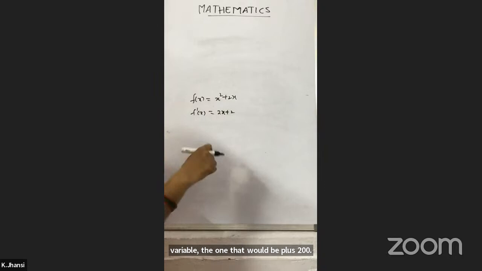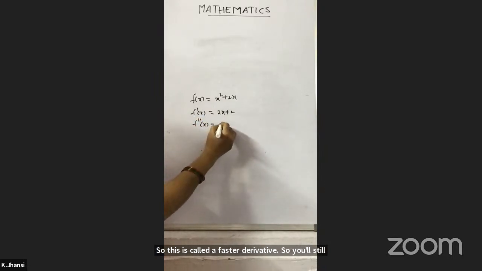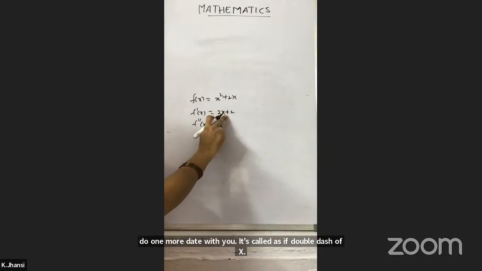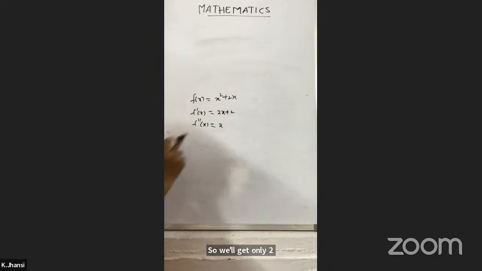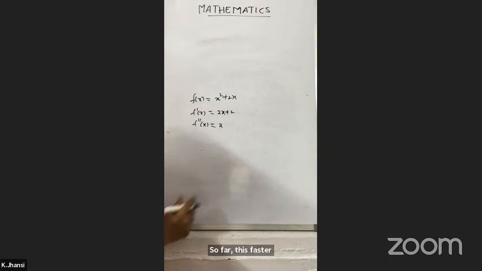So if you do one more derivative it is called f double dash of x. So we'll get only 2. So x differentiation is 1, so here it is 2, and this is a constant so it is 0. Okay, so f double dash of x equals 2. So for this there is a first derivative test condition and a second derivative test condition.